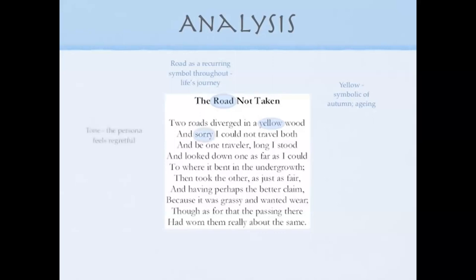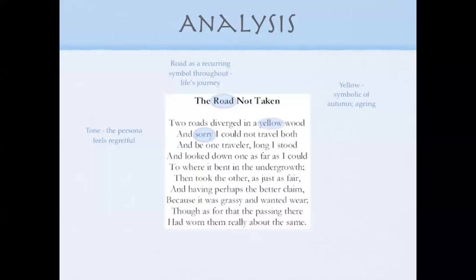We get to the second line in this poem, and sorry, I could not travel both. Now, here's where we get the tone. The tone is a word that we use to describe the emotion or the feeling that we take away. The fact that the persona has said, I'm sorry, I could not travel both, tells us that perhaps they're regretful. In life, you wish that you could sort of have both of those opportunities or make both of those decisions, live both of those moments, but often that's not the case and you tend to be regretful.